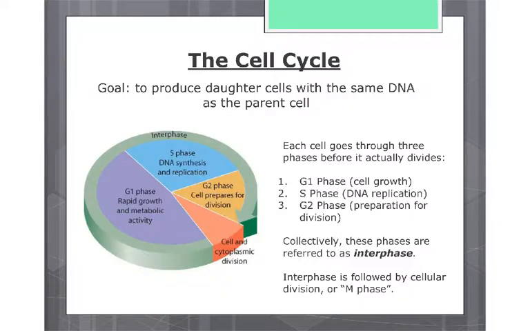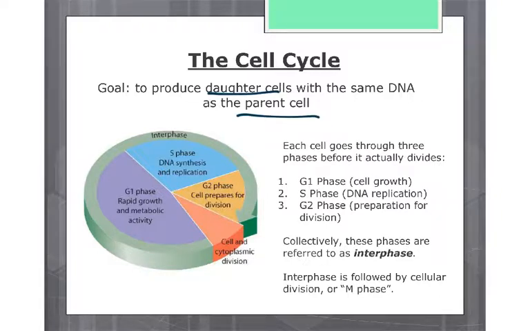Okay, so now that we've covered some basic terminology, looking at DNA, looking at traits, we need to transition to the cell cycle. The goal of the cell cycle is to produce daughter cells with the same DNA as the parent cell. We're going to start with mitosis, where one cell goes through mitosis and produces 2 cells. These 2 cells are going to be exactly the same as that parent cell when we look at the genetic aspects of it.